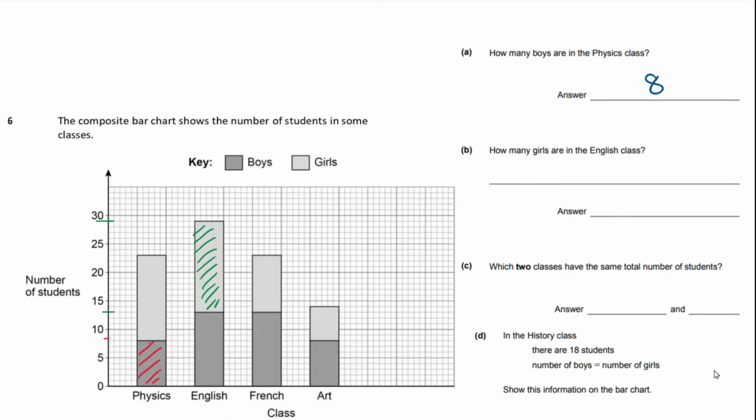In other words, 29 take away 13. So 29 take away 13 is 16, isn't it? 16. So there are going to be 16 girls.